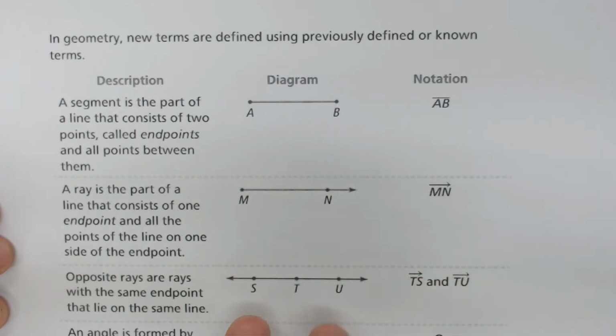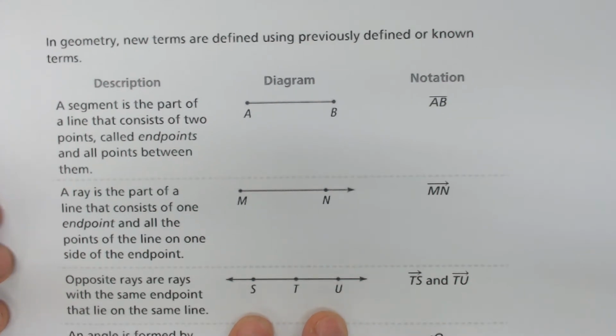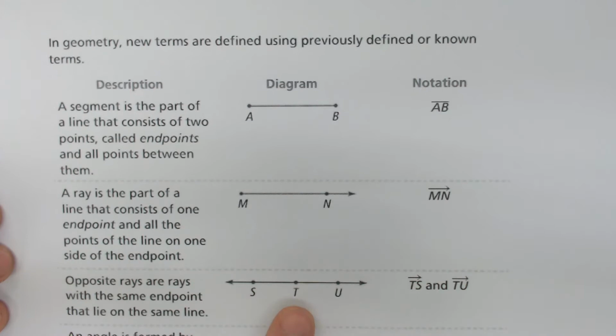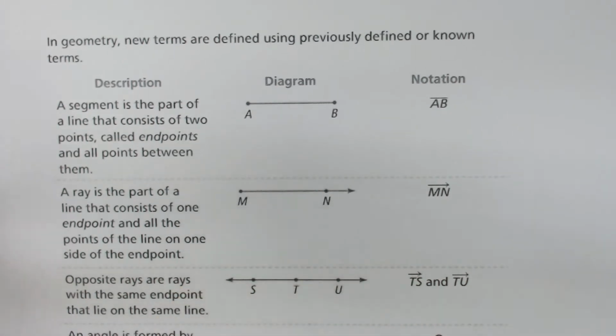And our last one is a pair of opposite rays. If you think about two things going in opposite directions like we have here from T to U and from T to S, if you put them together, you end up with a line. So that's just another thing that you can think about: lines can be formed from opposite rays.